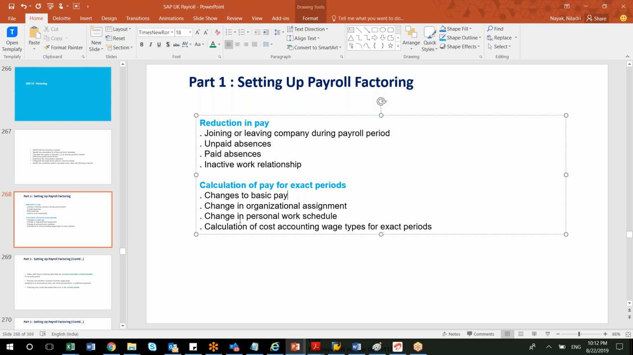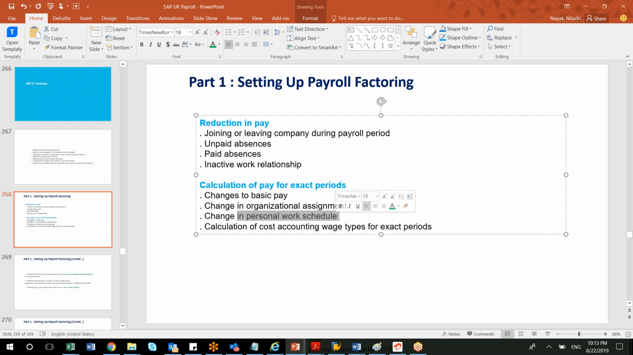Similarly, if there is any change in PWS, that is your personal work schedule. Suppose you are working in a shift, and due to some change in shift there can be shift allowances. Even if there are no shift allowances, if there is any change in your personal work schedule, there will be a payroll split. Even if it does not affect your payroll, inside the schema, if you observe closely, you can see those kinds of splits in the log whenever you are processing the payroll.